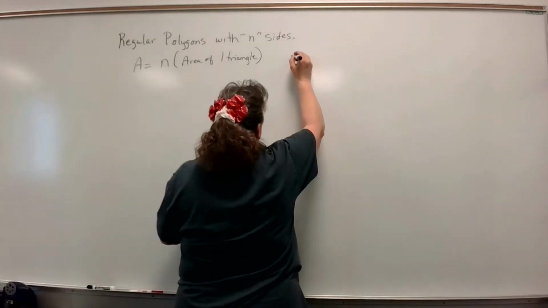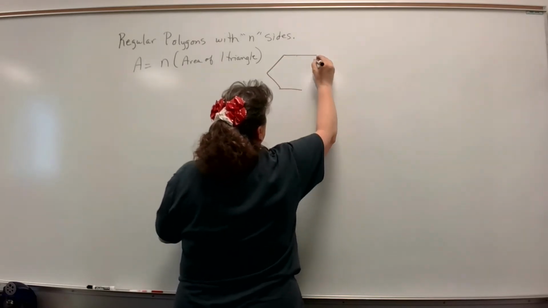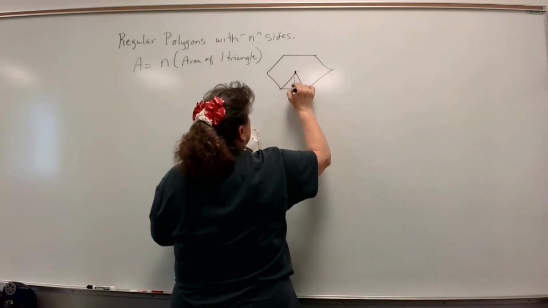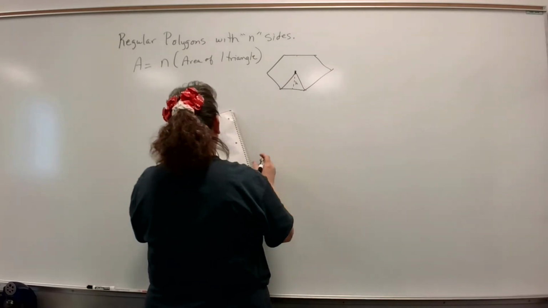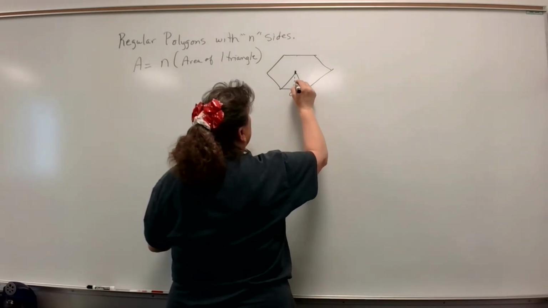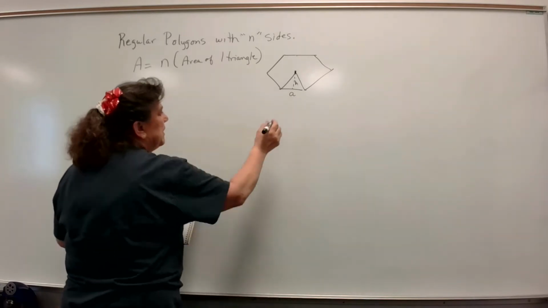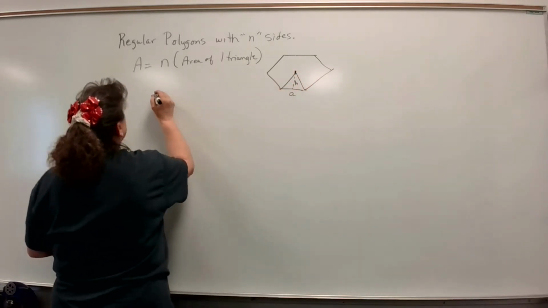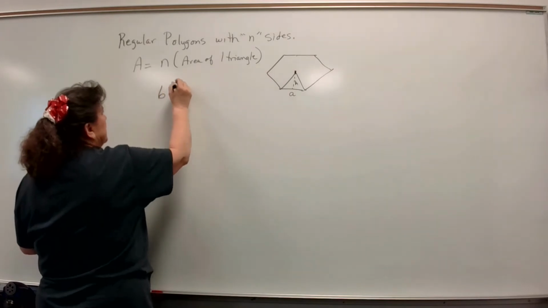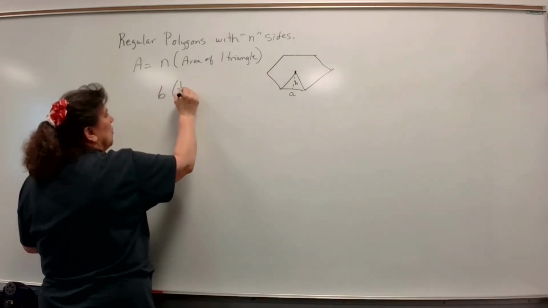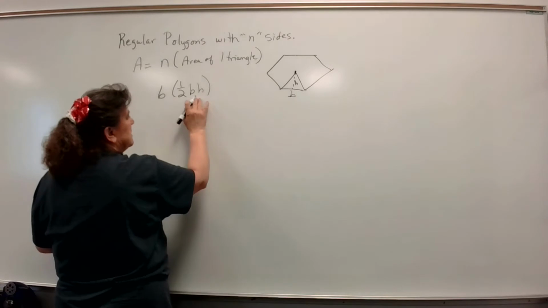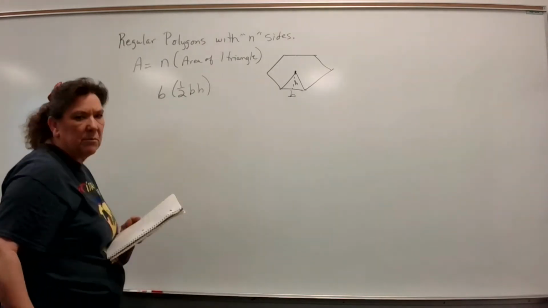Okay, so let's do one. I'm not a very good drawer of a regular polygon, but anyhow, this would be the height. The length of a side is A, and my height of that triangle. So what is it going to be? Well, I've got 6 sides: 1, 2, 3, 4, 5, 6. So this would be 6 times the area of one triangle, 1/2, let's call this B for base, times my base times my height. This is the area of one triangle multiplied by the number of sides.